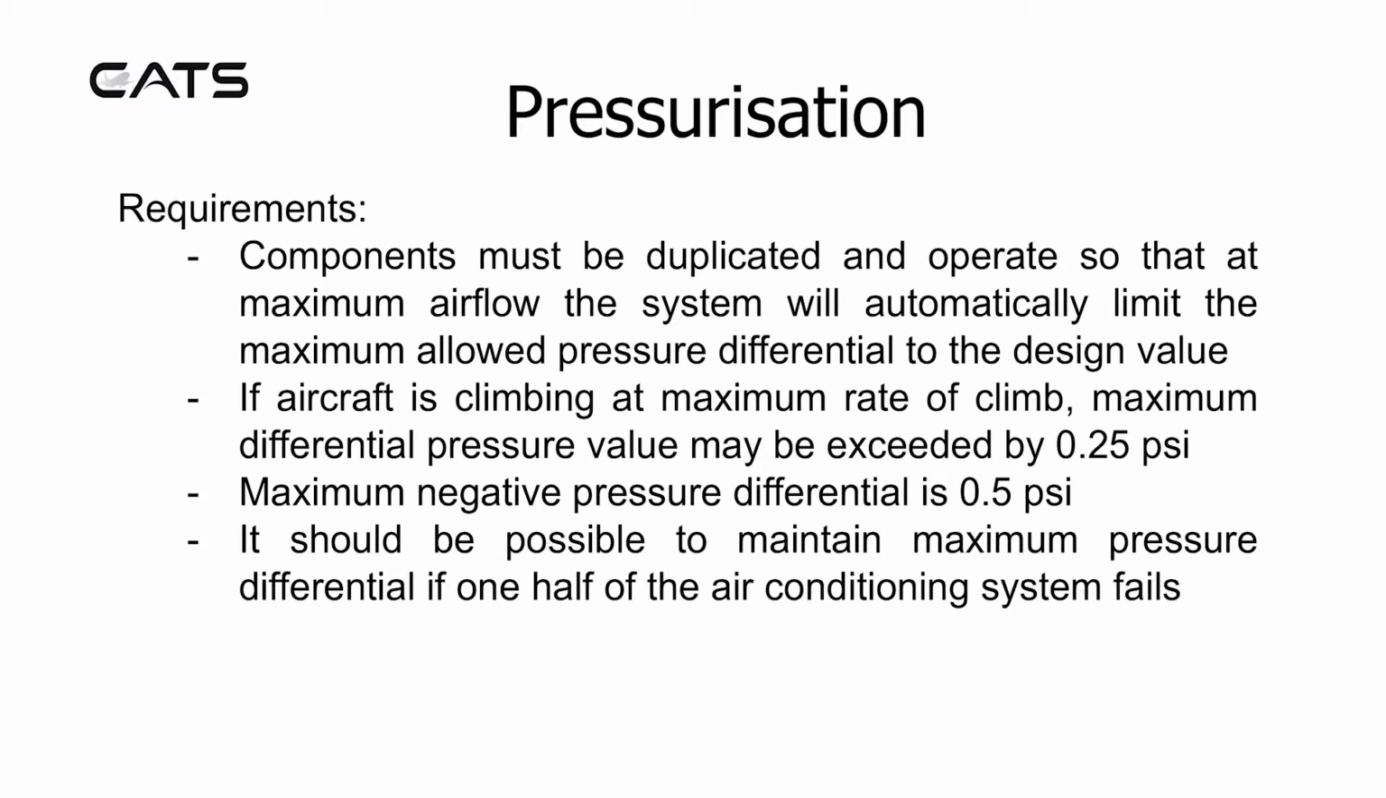The requirements. Components must be duplicated and operate so that at a maximum airflow the system will automatically limit the maximum allowed pressure differential to the design value. If the aircraft is climbing at maximum rate of climb, the maximum differential pressure value may be exceeded by 0.25 psi. The maximum negative pressure differential is 0.5 psi. It should be possible to maintain maximum pressure differential if one half of the air conditioning system fails.